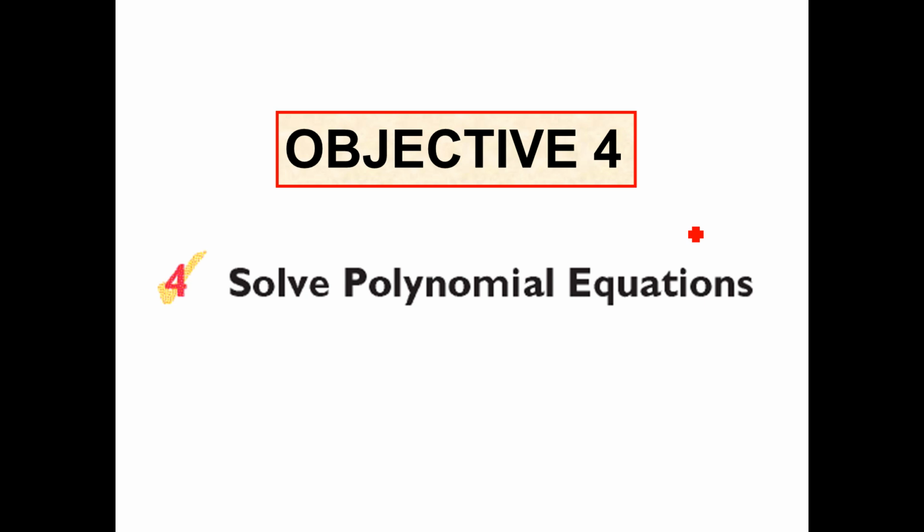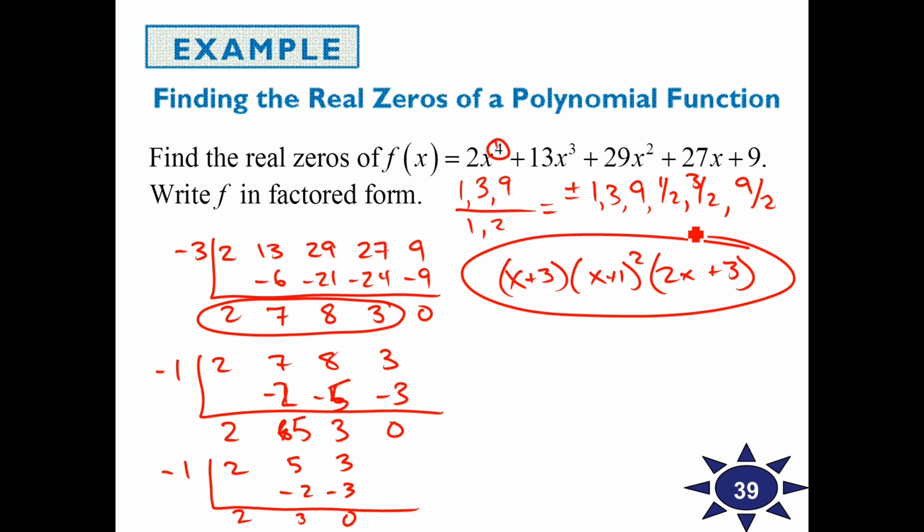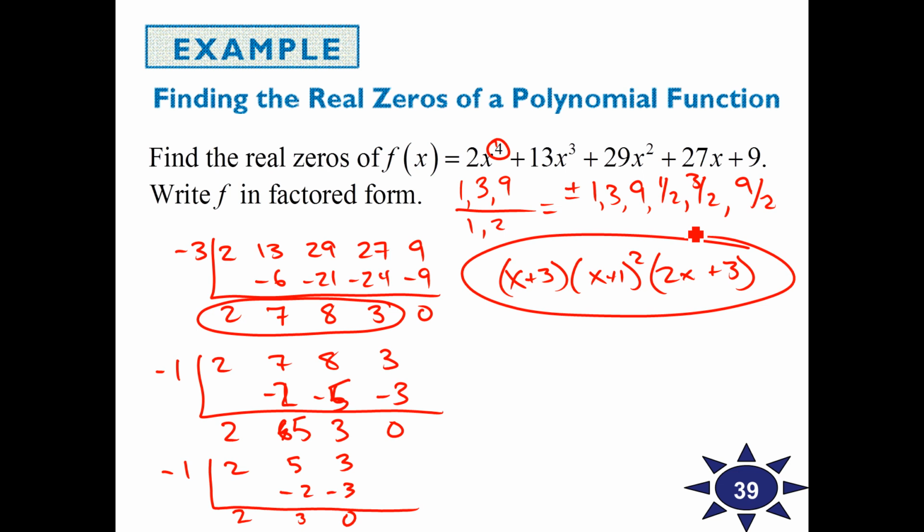Okay, objective 4, let's solve polynomial equations. So, if we have an equation, we have to set it equal to 0, and then we need to find all of the x's. So we're going to do the exact same thing that we did in this problem. It's the same equation, actually. And so we know if we followed the same steps through, we would end up with x plus 3, x plus 1 squared, 2x plus 3 equals 0. So, of course, x equals negative 3, negative 1, and negative 3 halves.